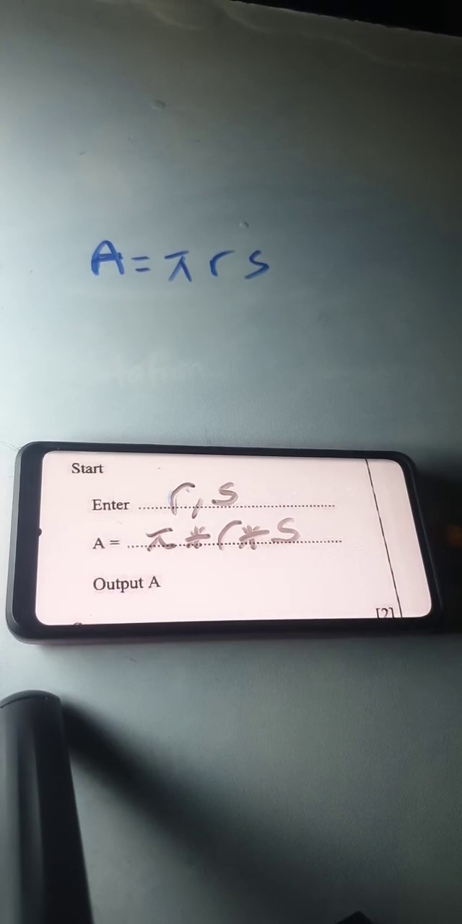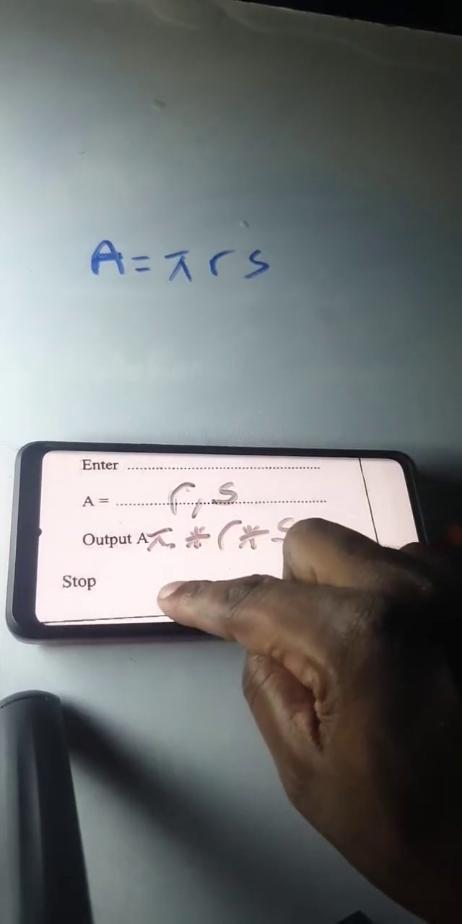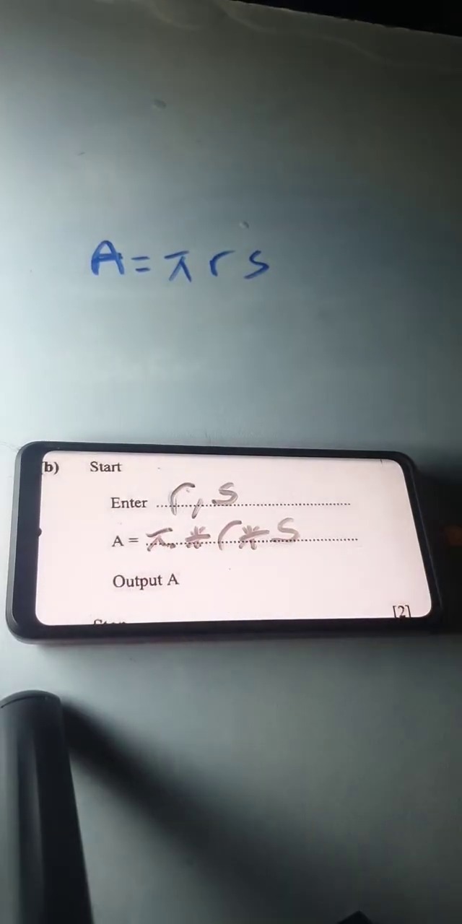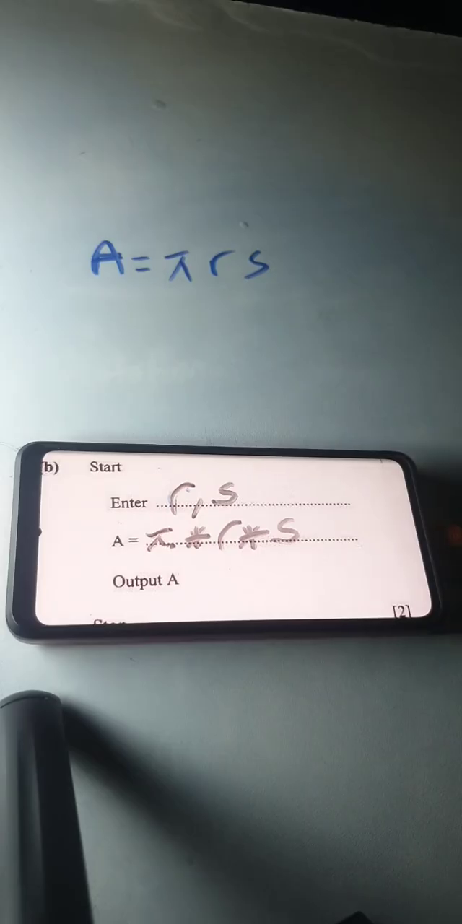It's 2 marks. There's no need of even writing the value, but if you do, pi is 22/7, or it's 3.142. So that's how you go about that. That's how we answer that.